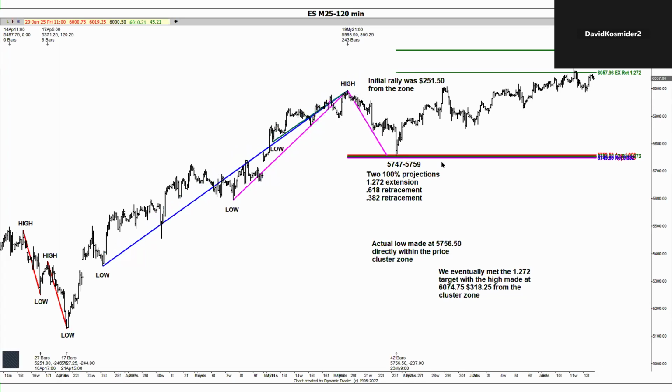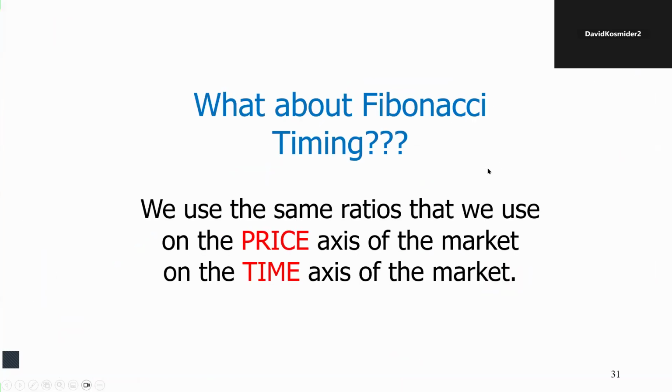So with two 100% projections, a 1272 extension, a 618 retracement, and a 382 retracement, came in at 57.47 to 59. Actual low was made at 56 and a half. And initial rally to right here was 251 and a half points. This is off of a 120-minute chart setup. These are one of the charts that we do every single day in the trading room. All right, let's see what else. Okay, so that's pretty much all about price work.